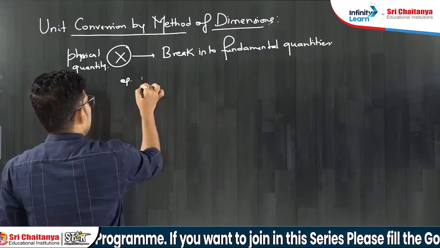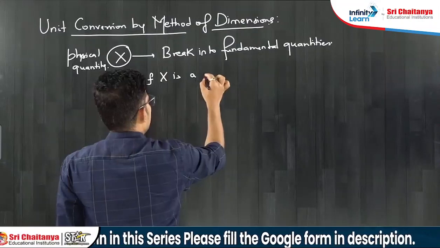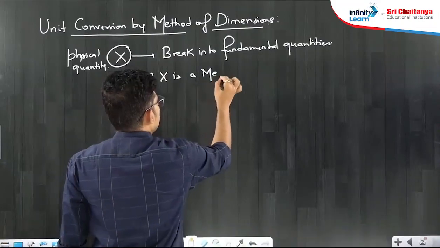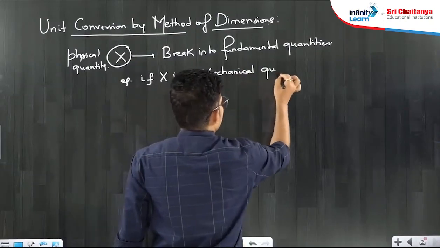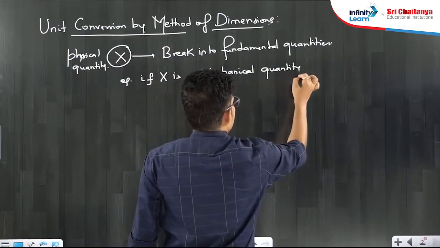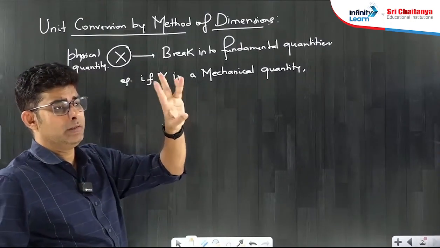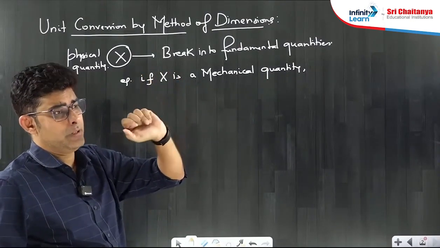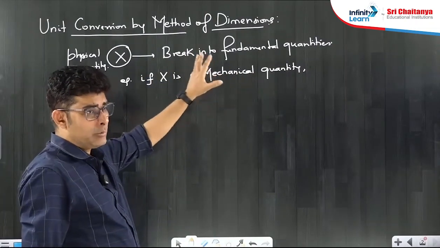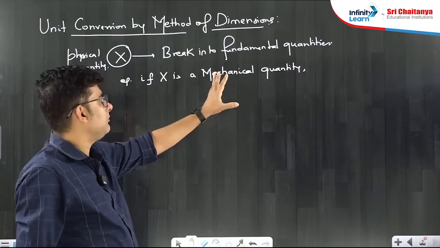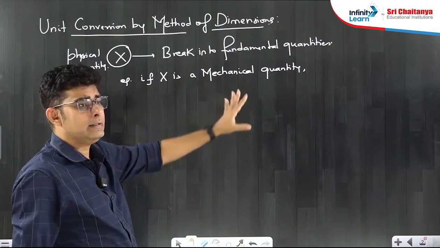For example, if X is a mechanical quantity which you are going to study in mechanics, then it can be broken only into three fundamental quantities, that is mass, length and time. Understood? What do we call a mechanical quantity? Mechanical quantities are those which can be broken only into mass, length and time.